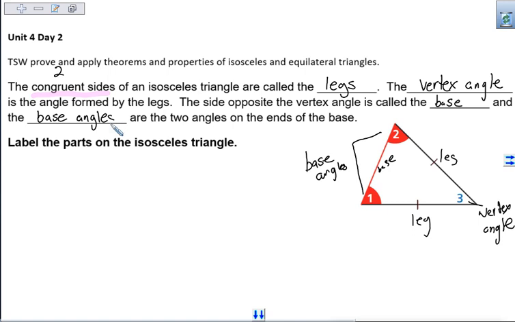And there's something special we know about our base angles. Our base angles are congruent. So we know angle 1 is congruent to angle 2. We still know that each of the legs are congruent. That means that the base is not congruent to the legs, and angle 3 is not congruent to the other two angles.